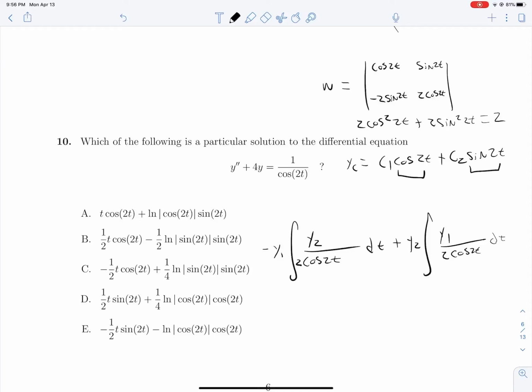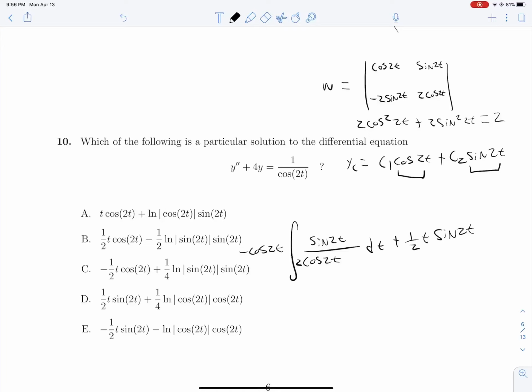And then our y2's will become sine 2t's, and our y1's become cosine 2t's. And we're ready to solve. Our integral on the right is much easier. Our cosine 2t's will cancel. We will have the integral of 1 over 2 dt, which will just give us 1 over 2t, sine 2t.